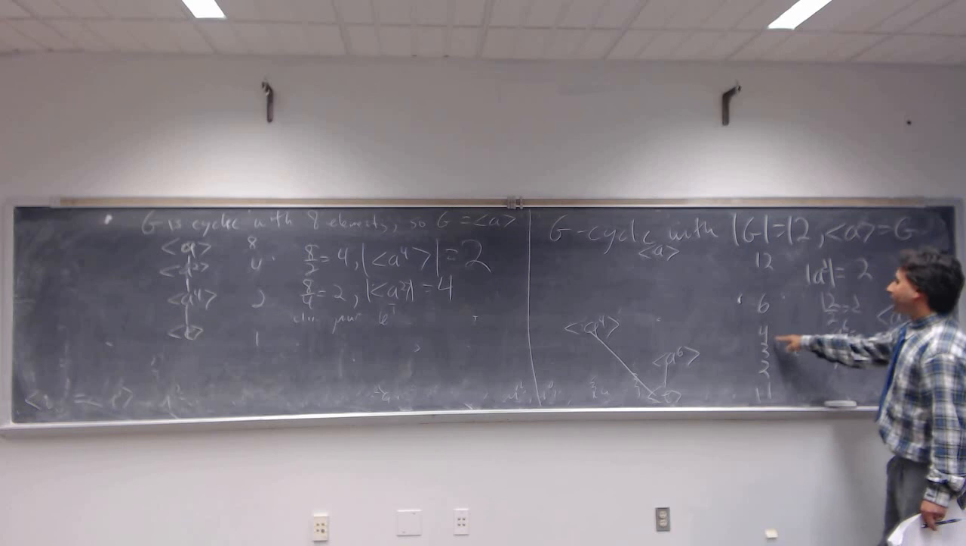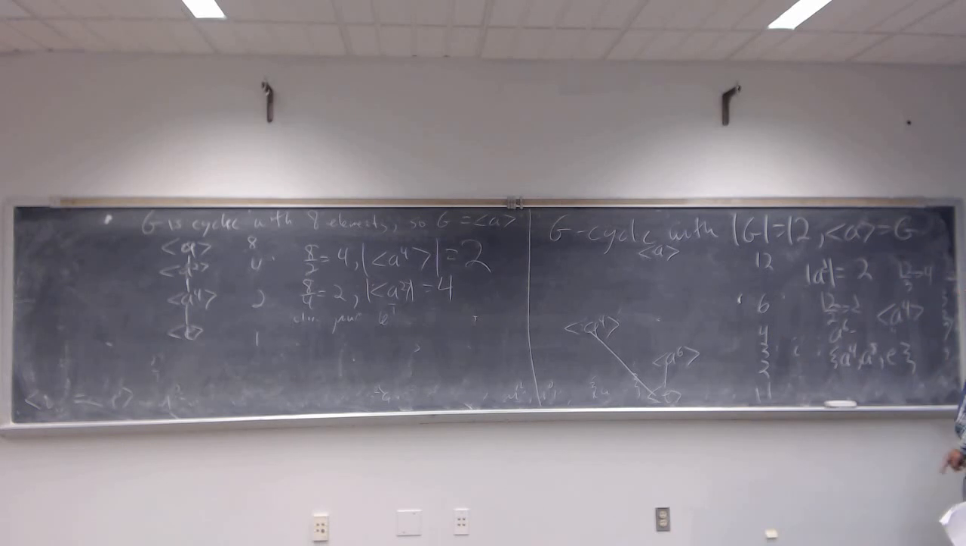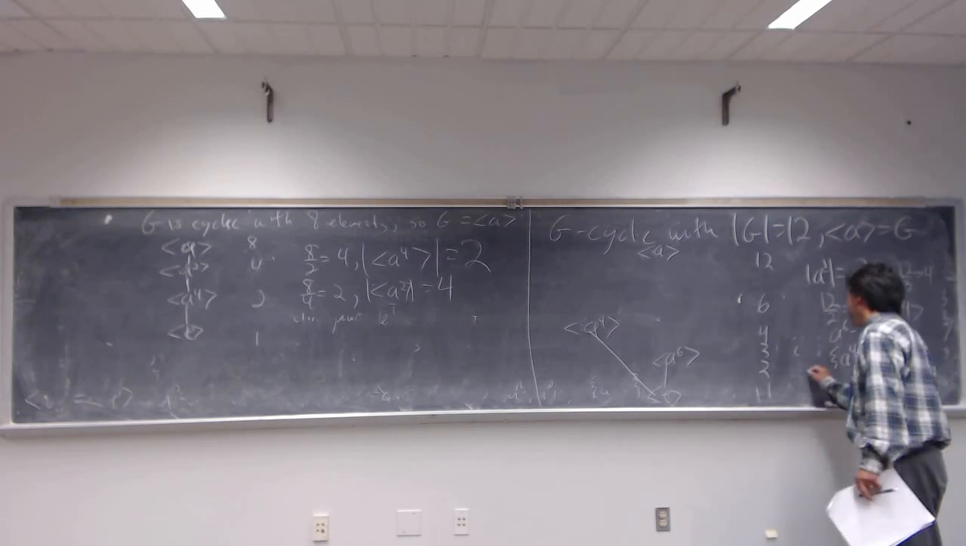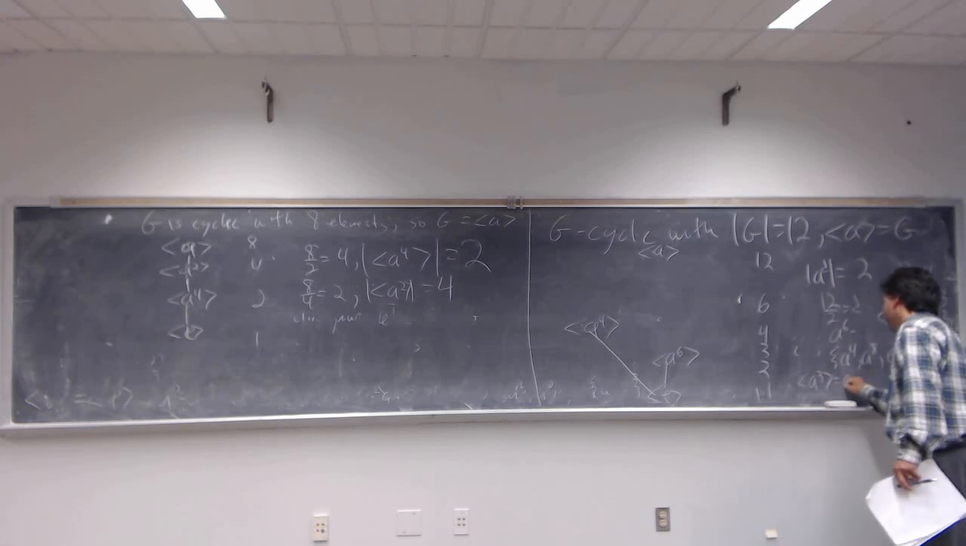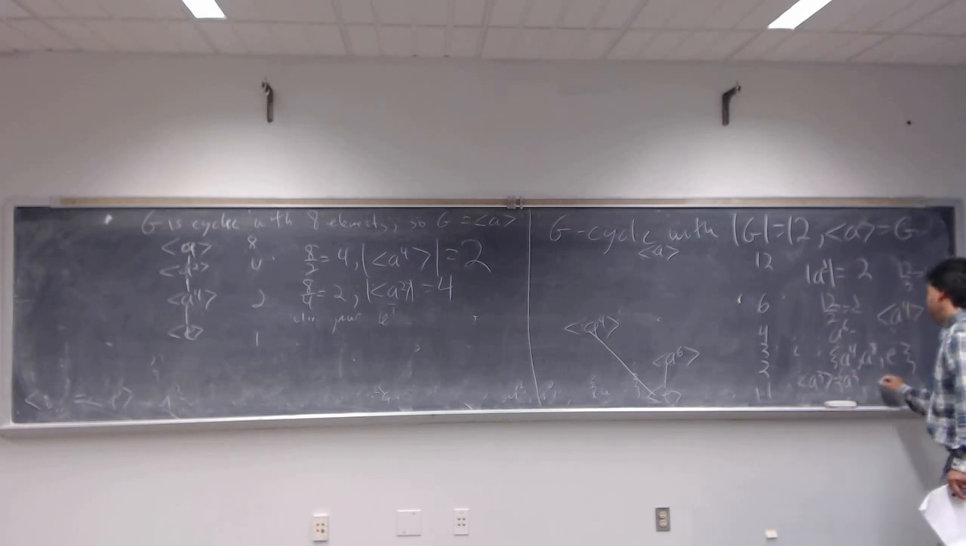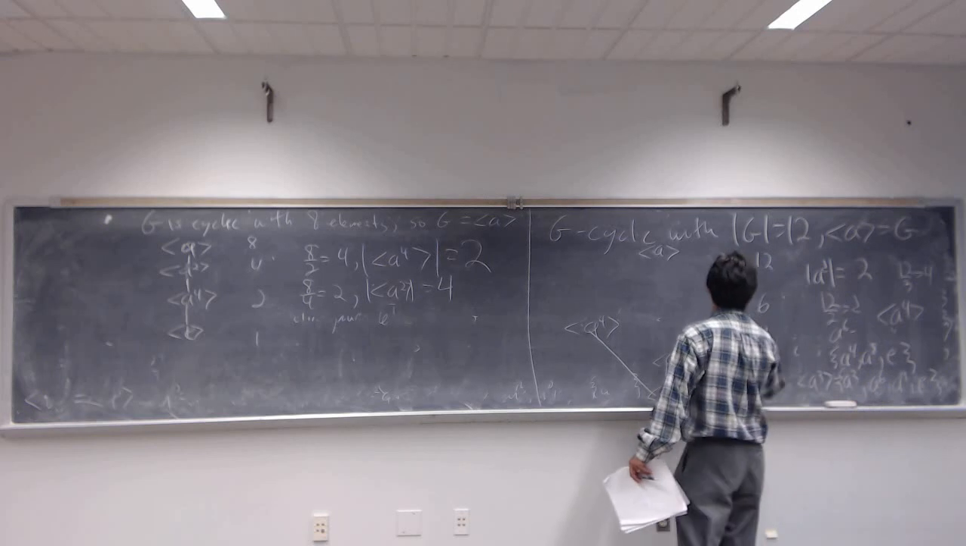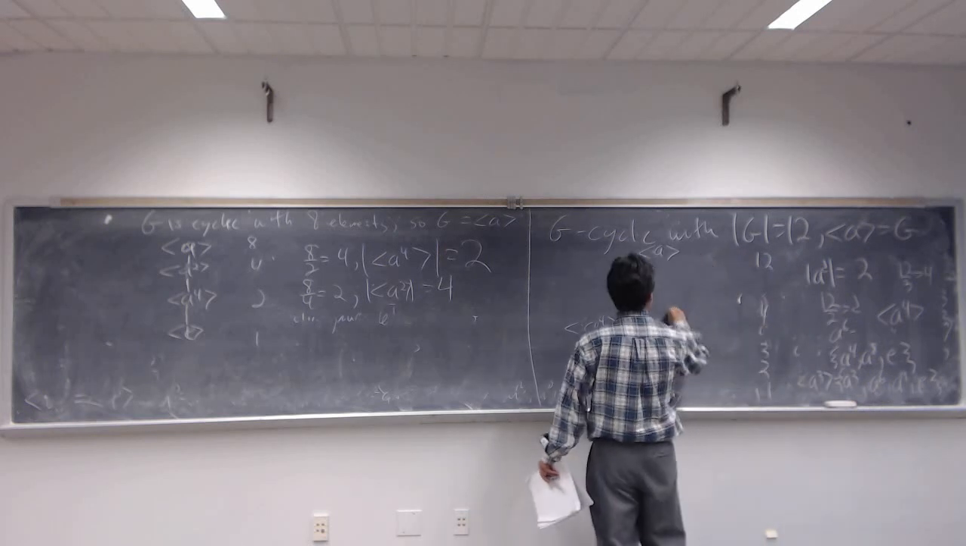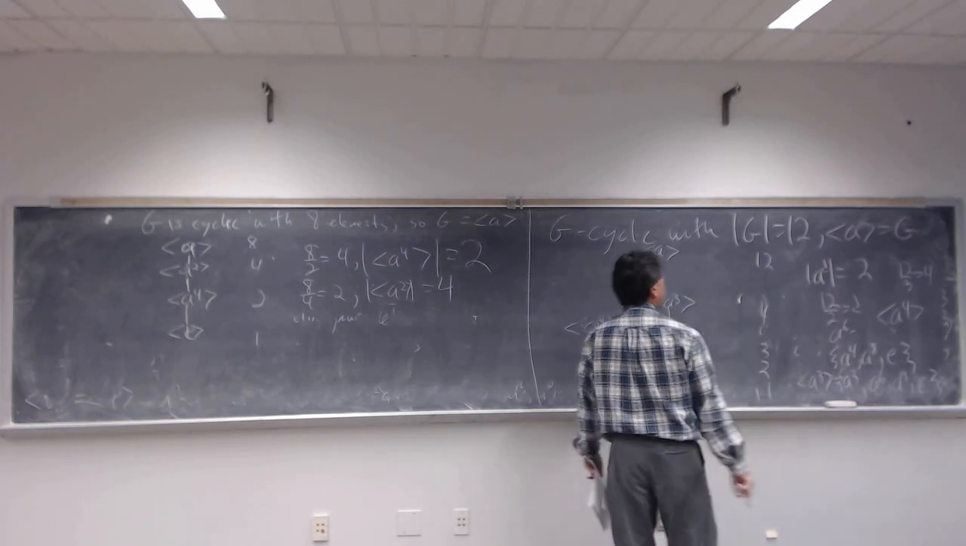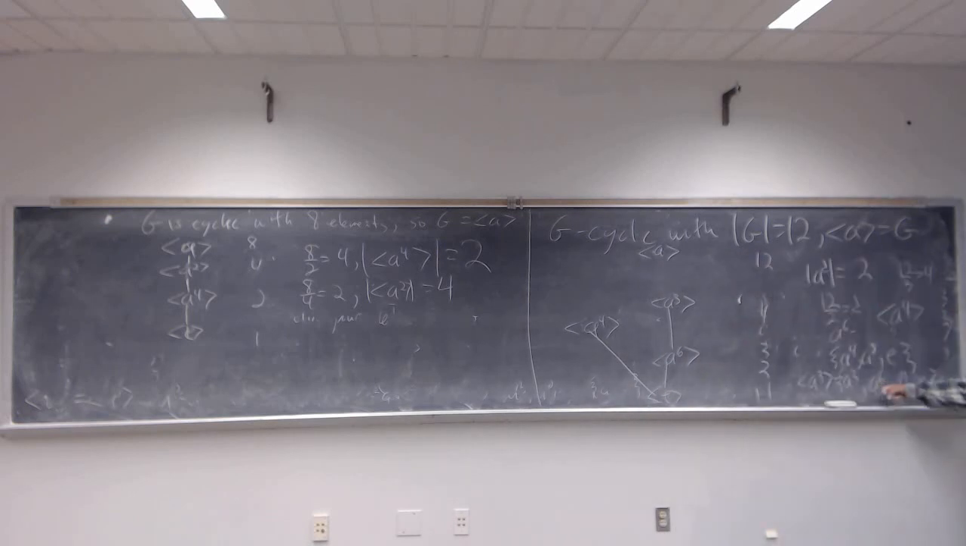Then 12 divided by 4 is 3. What about A cubed? A cubed would have 4 elements. A cubed times A cubed is A to the 6th. A to the 6th times A cubed again would be A to the 9th. A to the 9th times A cubed would give us A to the 12th, which is just the identity. So that would put us up here at the 4 level. And that does contain A to the 6th, right? A to the 6th has these 2 elements, so that subgroup is contained.